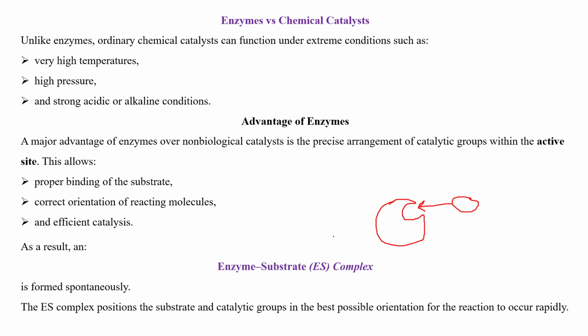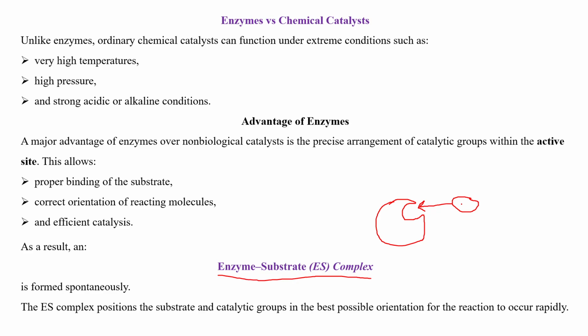So, when you have your substrates binding to the active site of the enzyme, it's like you have combined two things, right? So, we call it a complex. That's what we are referring to as the enzyme substrate complex, ES. So the ES complex positions the substrate and the catalytic group in the possible orientation. The moment you have this particular enzyme substrate complex, this means that your substrate is positioned at the correct orientation for catalysis to occur. And it occurs very rapidly.